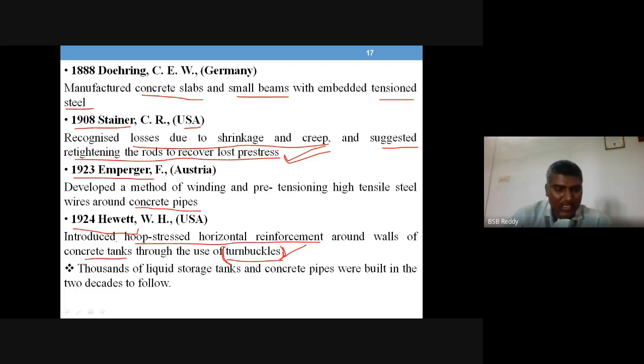So with that idea of Hewitt in 1924, thousands of liquid storage tanks and concrete pipes were built in the two decades to follow. So with this invention.